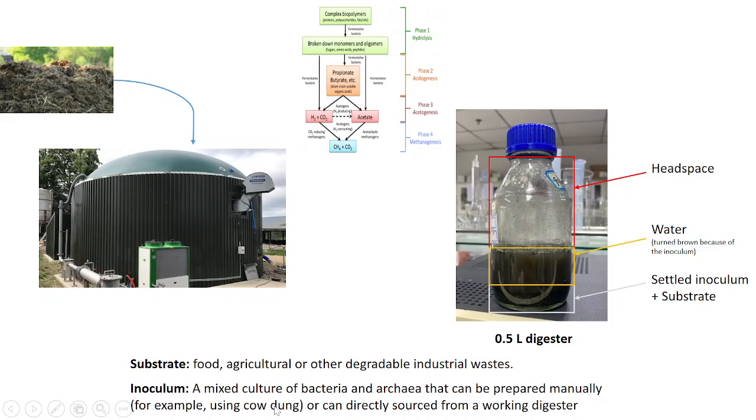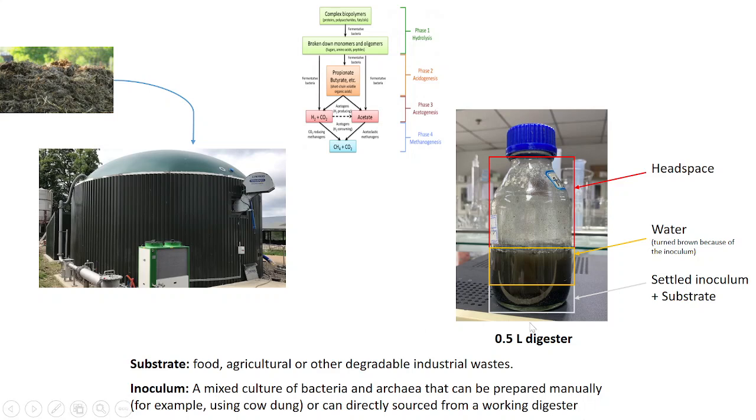It is produced from cow dung. You can simply prepare a slurry from cow dung. For example, you can seal the cow dung with water for some time under anaerobic conditions so that the anaerobic bacteria and archaea will start growing, and after some time the inoculum will become active, so it can be utilized in anaerobic digesters.